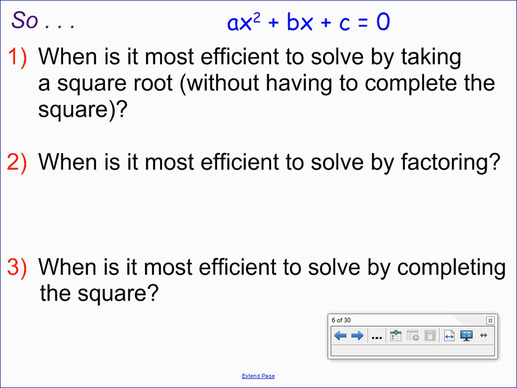We just talked about it. We had this right before I closed your last class. So when's the most efficient by solving by taking square roots? You can write in your own words. You don't have to put exactly what I put.